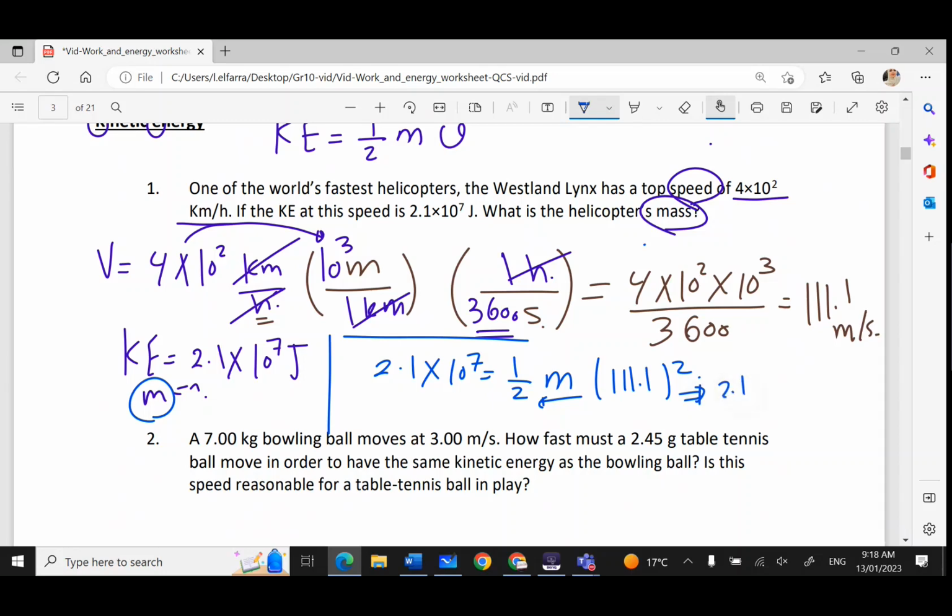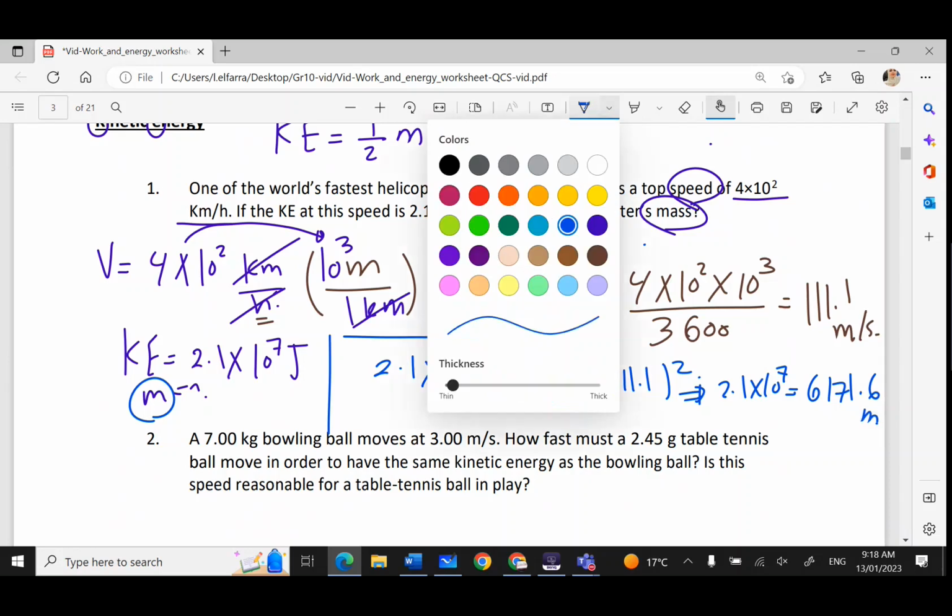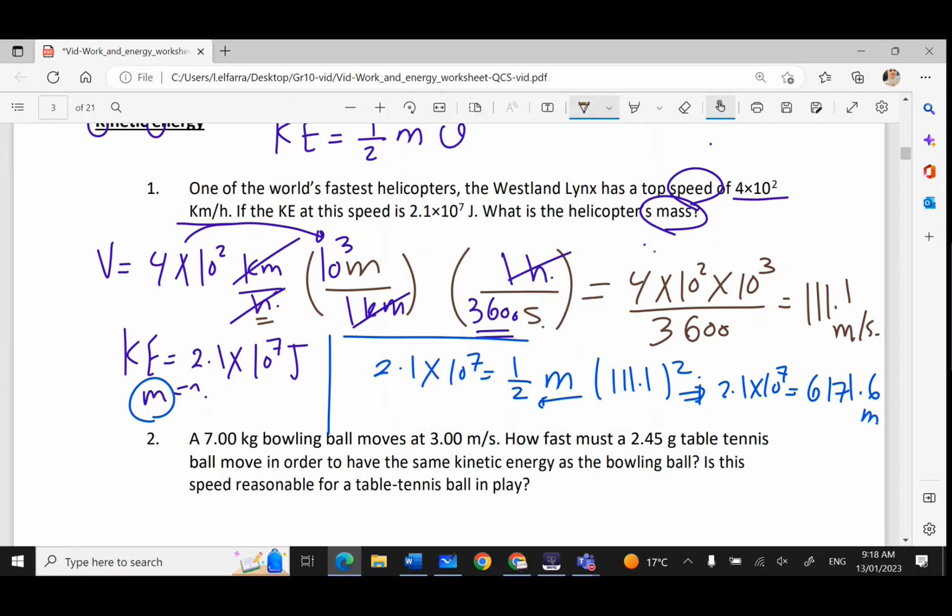We have 2.1 times 10 to the power 7 equals 111.1 squared divided by 2. A big number, I'm going to round it. So I have 6,171.6 m. Now, m and this number are multiplied by each other. I need the variable alone by itself. So these are multiplied.